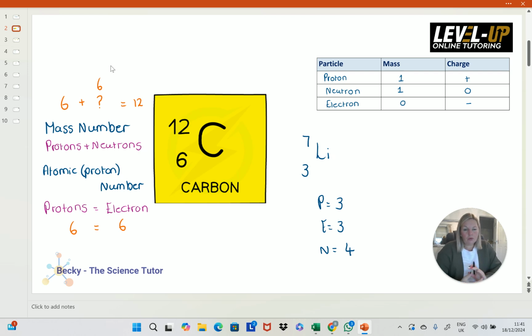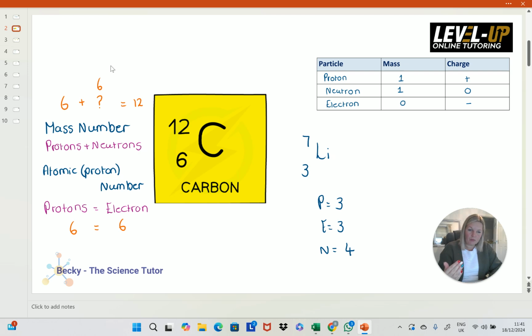Now, just a quick recap, thinking about these subatomic particles. The number of protons dictates what element it is. So when you look at a periodic table, if you look at that bottom number, that just increases by 1 each time. If we change the number of protons, we would change the type of element that we have.